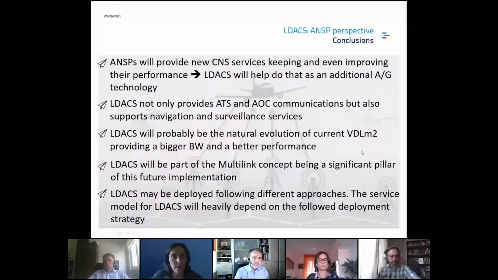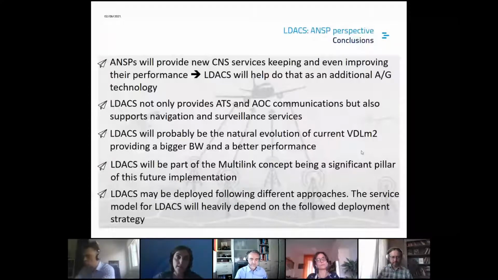So these are the conclusions for my presentation. The ANSPs will have to provide new services, and we need to keep the performance, even improving it. And LDACS will be there and would be useful as an additional add-on technology. LDACS not only provides ATS and AOC communication, but also supports navigation, and probably in the future surveillance services. And we have to mention also the digital voice.